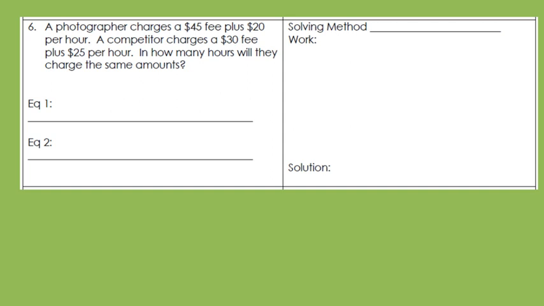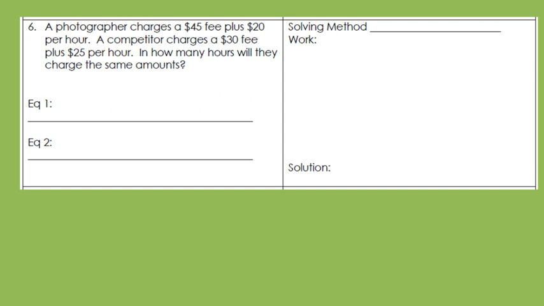A photographer charges a $45 fee plus $20 per hour. A competitor charges a $30 fee plus $25 per hour. In how many hours will they charge the same amounts?